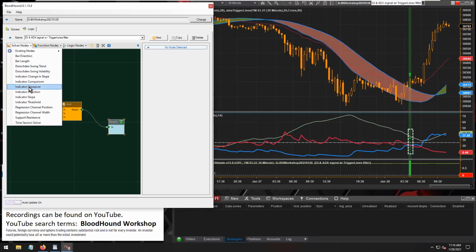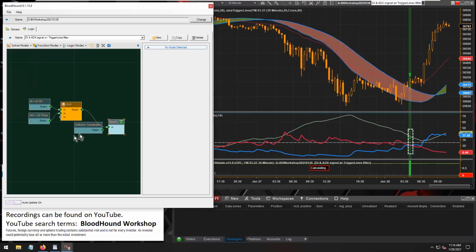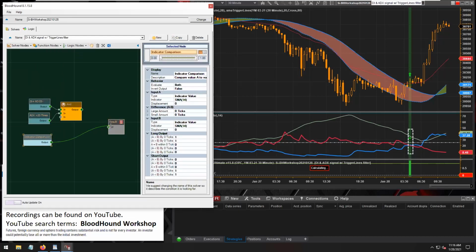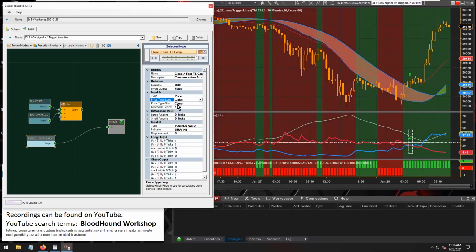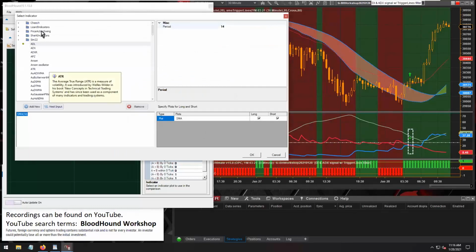All right, we're going to need a bunch of comparison solvers to get us going here. So let's start with the closing price compared to the fast trigger line, and I'll just abbreviate that. So input A is going to be the closing price of the bar. There we go, that's the default, the close price. And input B will be the trigger lines.